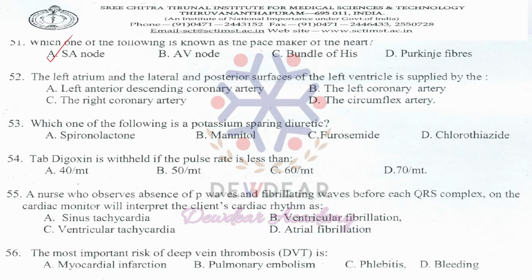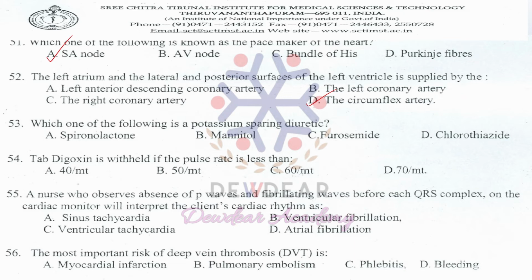Then question number 52. The left atrium and the lateral and posterior surfaces of the left ventricle is supplied by. Options are left anterior descending coronary artery, left coronary artery, right coronary artery, circumflex artery. So here the correct answer is option D, that is the circumflex artery. Circumflex artery is supplying the left atrium and the lateral and posterior surfaces of the left ventricle.